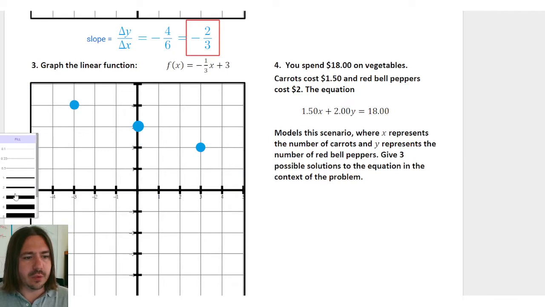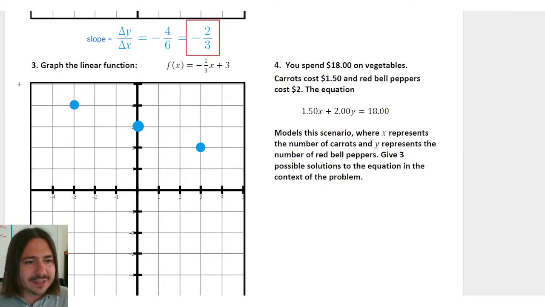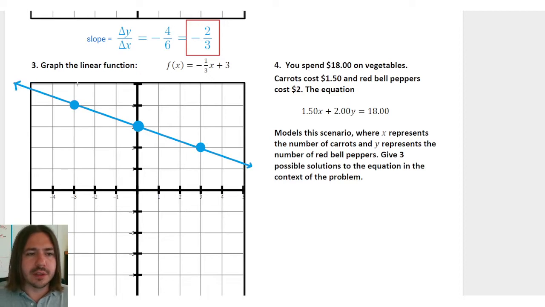That is way too thick. Let's get something a little bit more reasonable here. There we go. It's not perfect, but it'll do. So this is our line. What's really important here is you get the slope right and you get the y-intercept correct. So that's it.